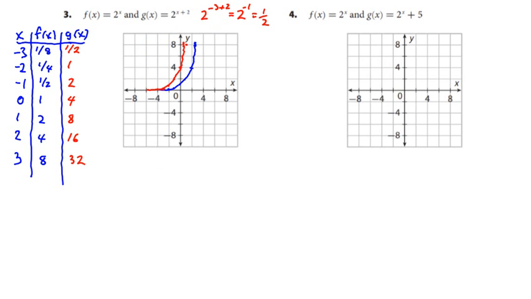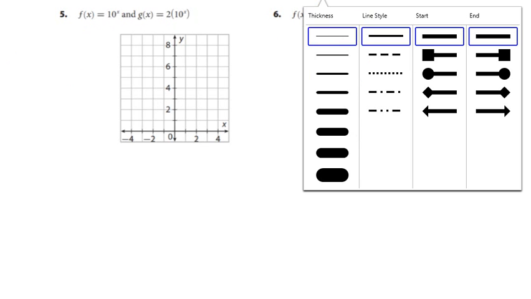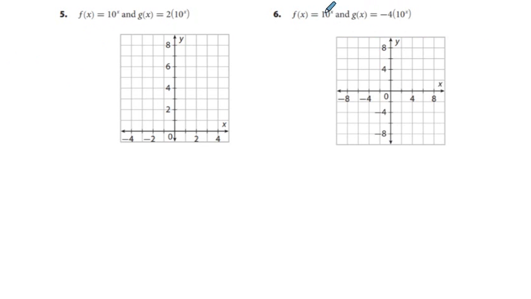Okay, let's go on to the next problem. Now in this case, instead of going to the odd number problem 5, I'm going to go to the even number problem 6. And what we're doing is we're given a different parent function. The parent function in this case we're given as f of x equals 10 to the power of x. So that's going to be a different one.